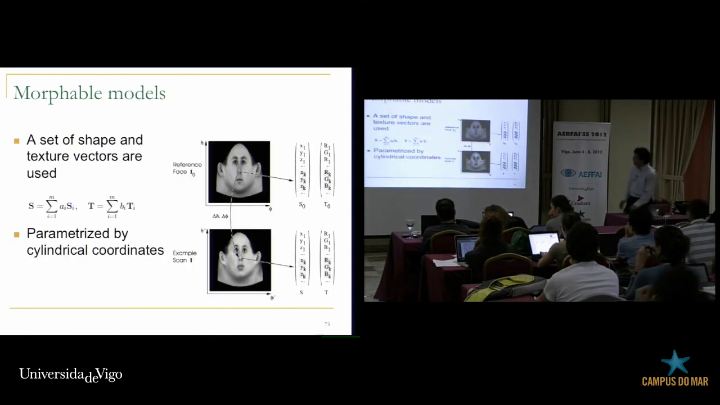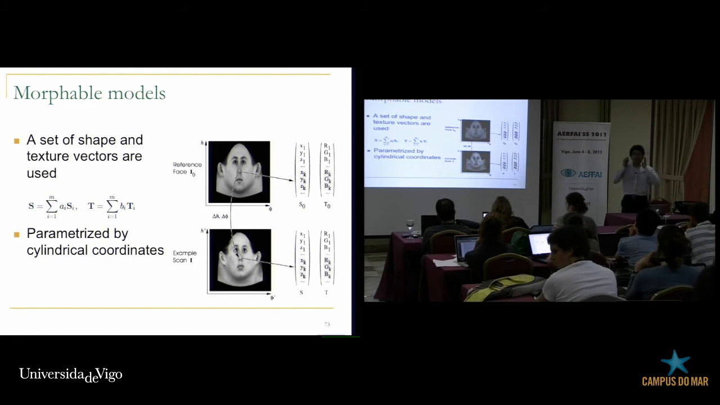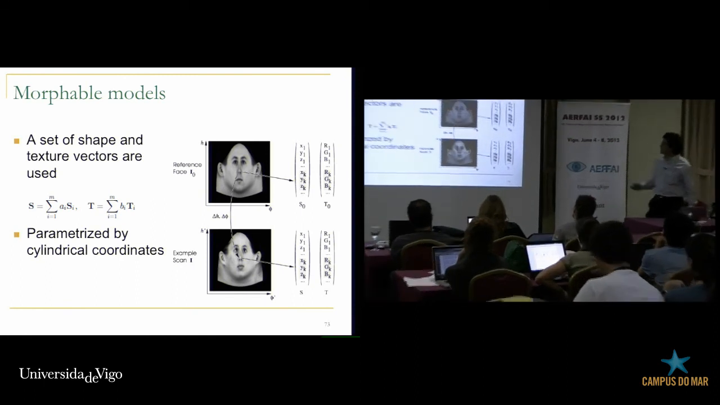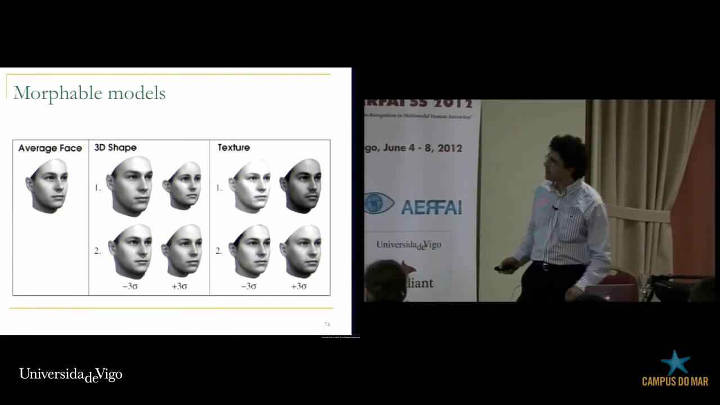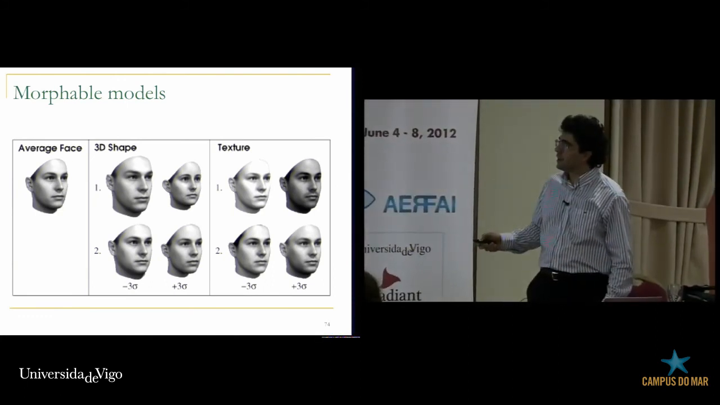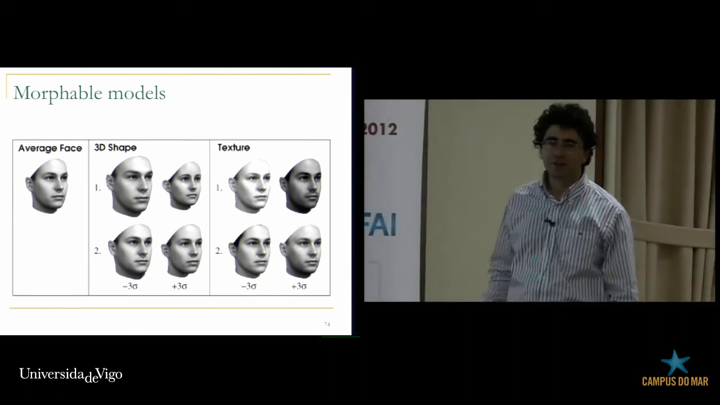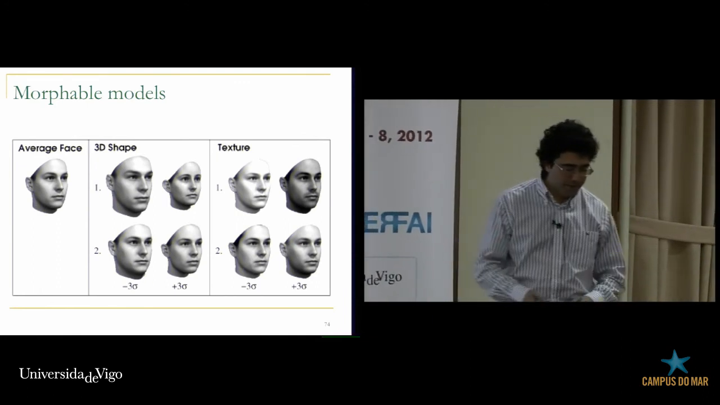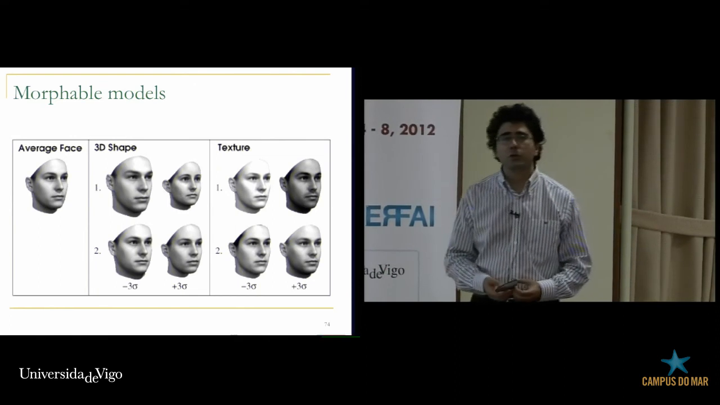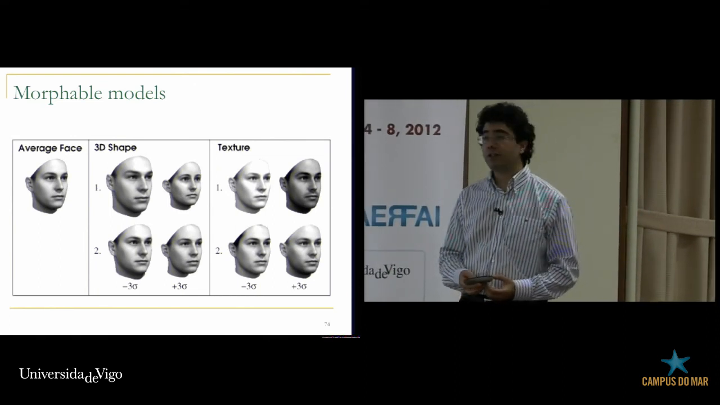So this is how the texture actually looks like in the morphable model. It's like if somebody flayed your skin and made it into a shape and texture vector, parameterized by cylindrical coordinates, and then you combine the shape and texture in an additive way. This kind of shows you what you can do if you have 3D information.